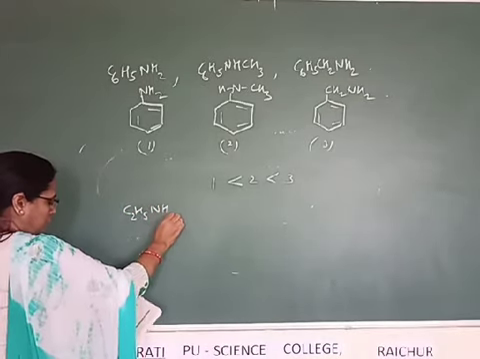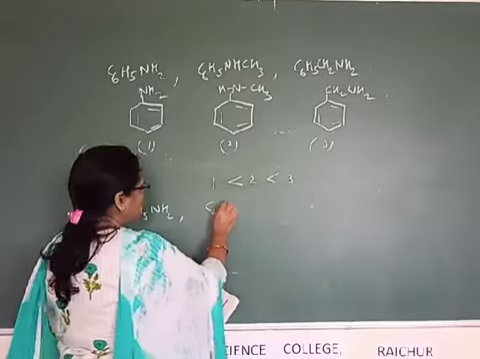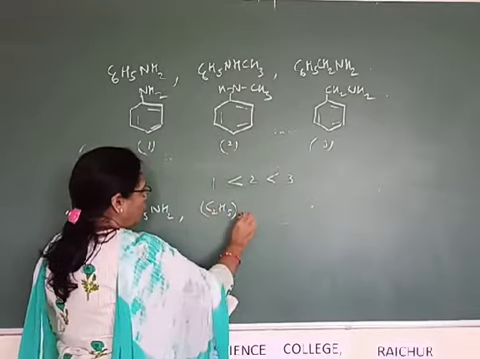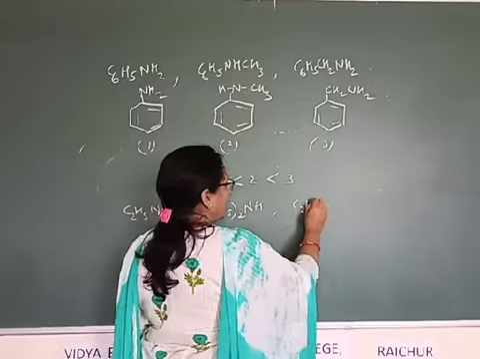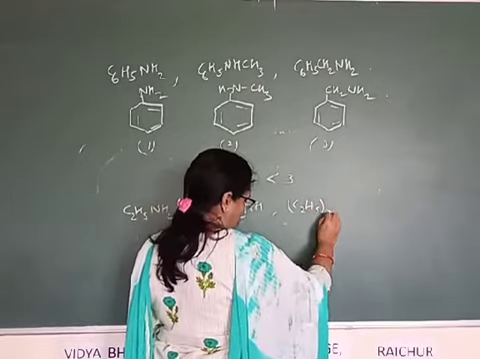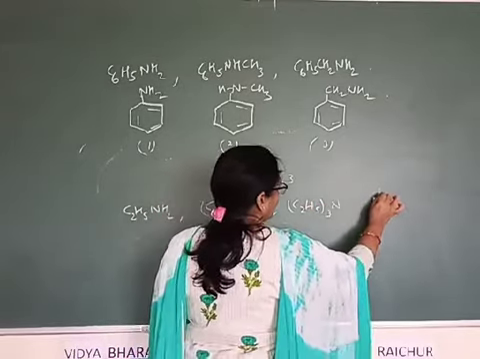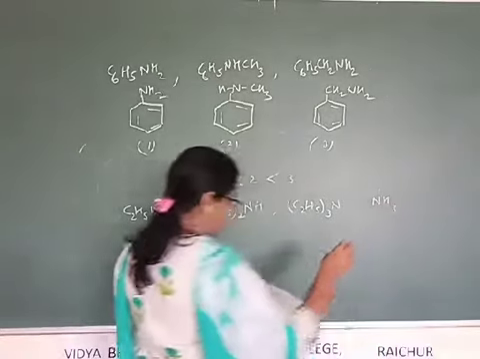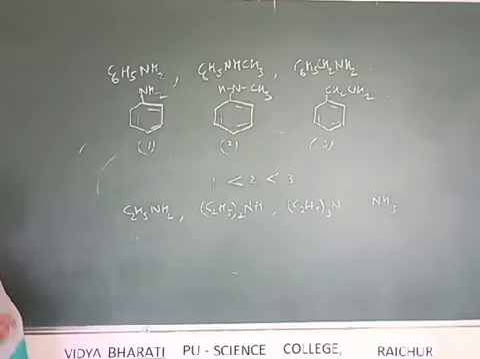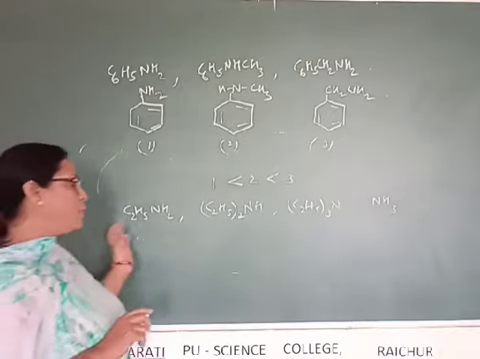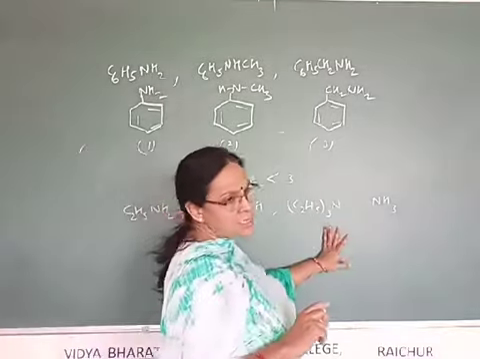C2H5NH2, then (C2H5)2NH, (C2H5)3N, and NH3. These four compounds are given, and you have to arrange in decreasing order of basic strength. In decreasing order of basic strength. So the one which has minimum basic strength should come last.